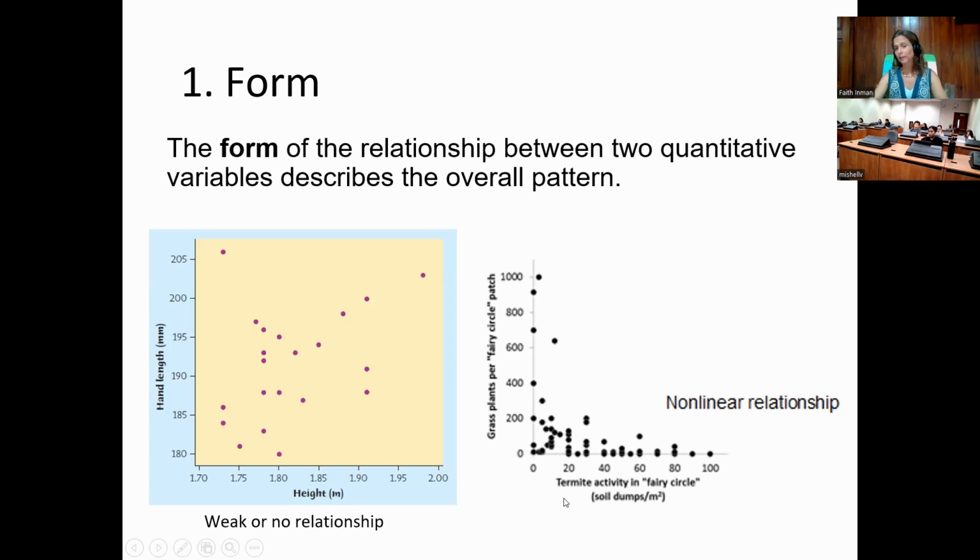Or here, where we look at termite activity in fairy circles and grass plants per fairy circle patch, we see a non-linear relationship. Some relationships are linear. It's very common in nature, but it's also very common to have non-linear relationships. Sometimes you can transform the data to make it linear, and sometimes you just do a different kind of analysis.